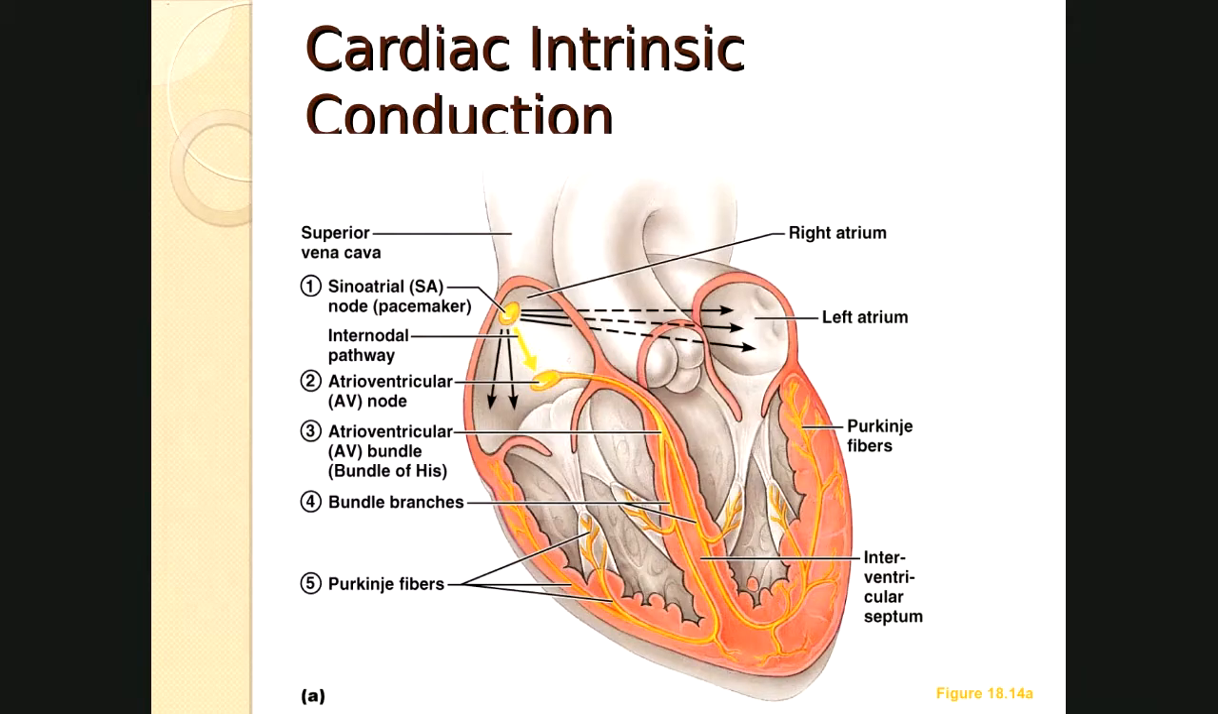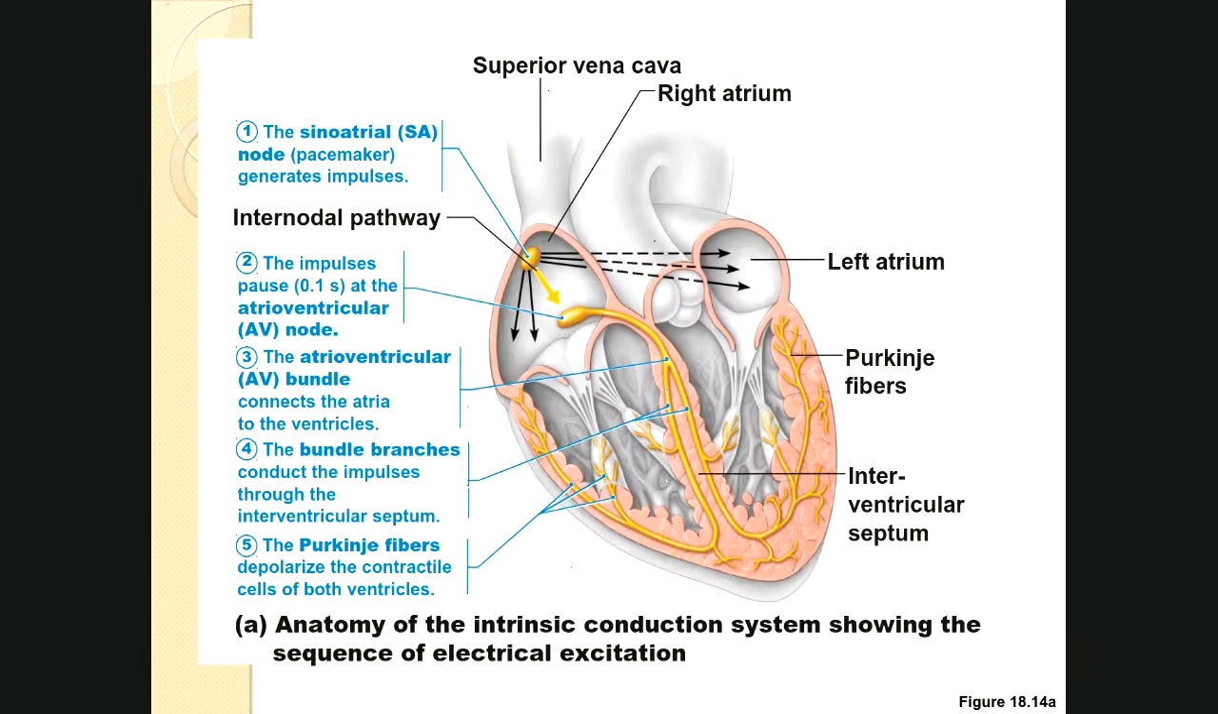So look at this. This shows you the pathway that the conduction takes. And so again, it starts with the SA node, goes across the atria to the AV node. There it gets delayed, then the AV bundle, the bundle branches, and then the Purkinje fibers, and then the individual heart muscle cells. Any questions about it?